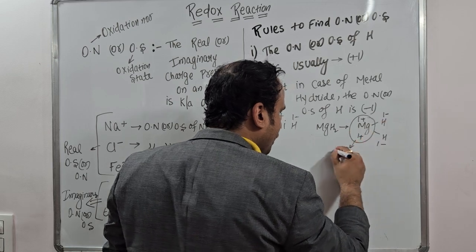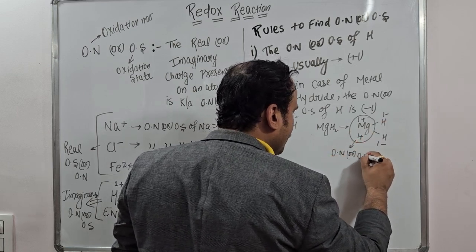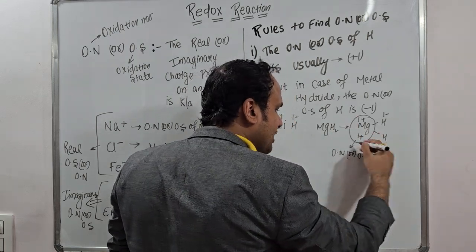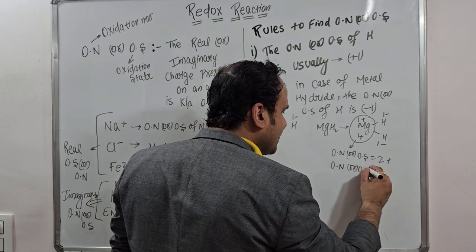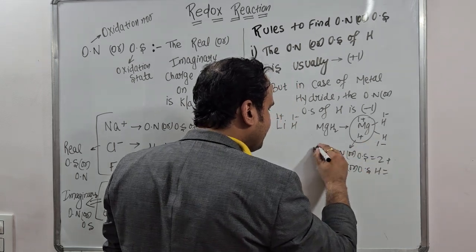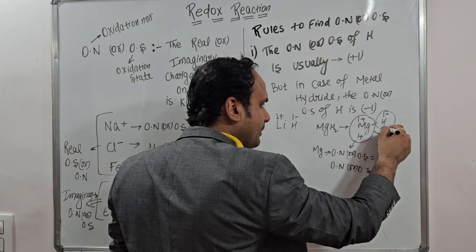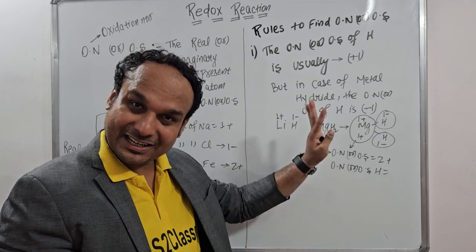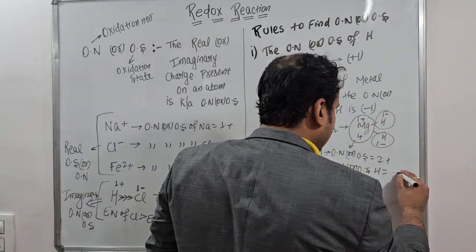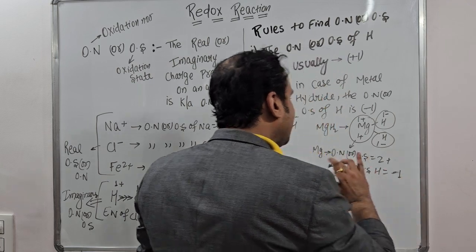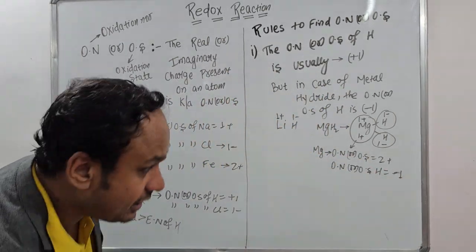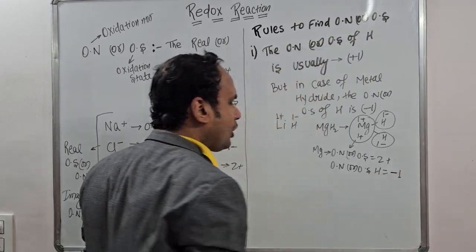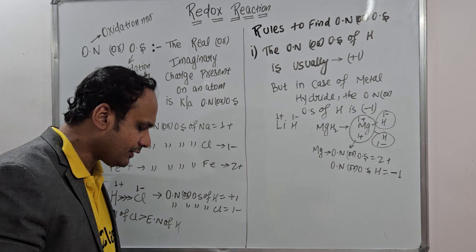The oxidation number of magnesium: one magnesium has +1, which became 2+. What is the oxidation number of hydrogen? You will say, sir, this hydrogen has -1, this hydrogen has -1. Individually, they don't add. If the charge is on the same element, then add. If different, then each has oxidation number -1. It means only in the case of metal hydride, the oxidation number of hydrogen is -1. Otherwise, in every case, you will have to take the oxidation number of hydrogen as +1. This is the first case.